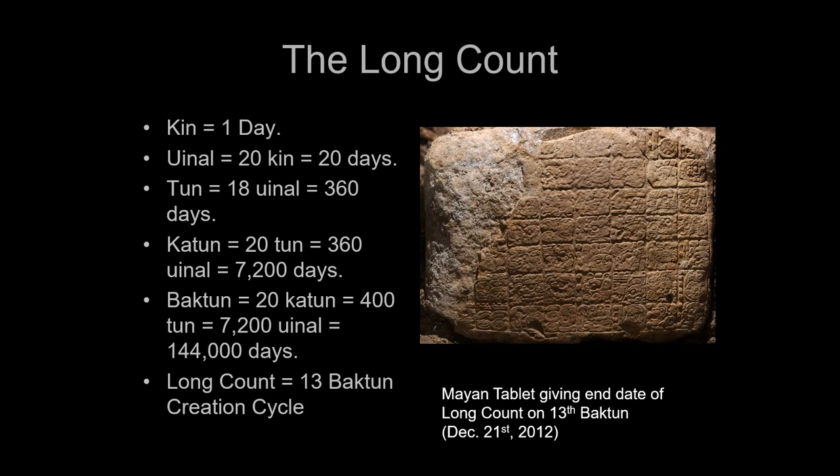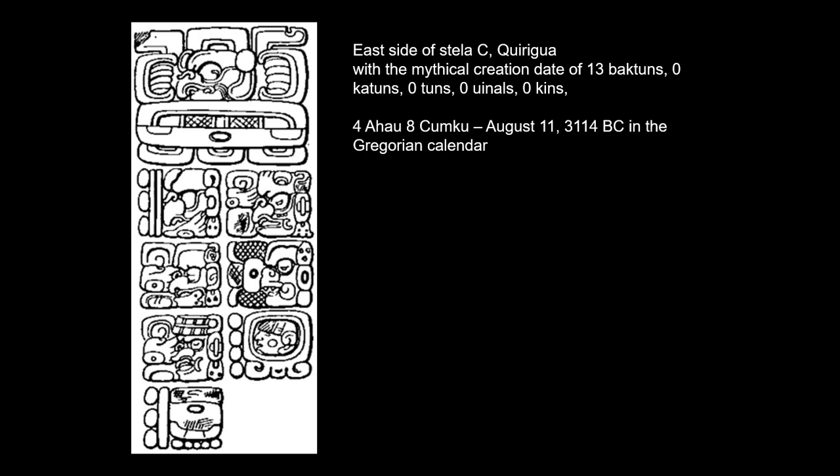So you have a kin, which is 1 day, a winal, which is 20 kins, or 20 days, a tun, which is 18 winal, that gets you to 360 days, that's close to a year. But then you have the katun, which is 20 tun, and then you have the baktun, which is 20 katun. The long count had a cycle of 13 baktun, and that was believed to be the creation cycle of the world. And so that places the start of this date at, let me see, I've got it here, August 11th, 3114 BCE in the Gregorian calendar.